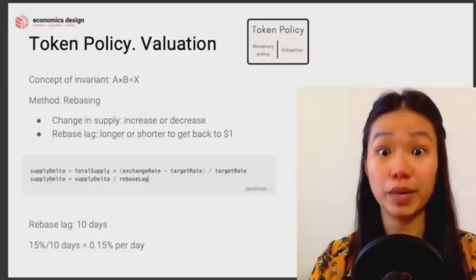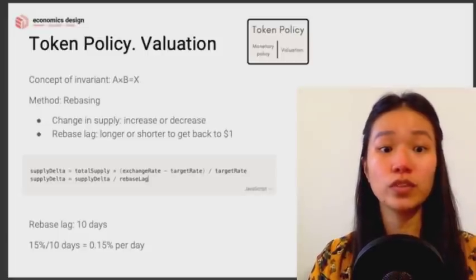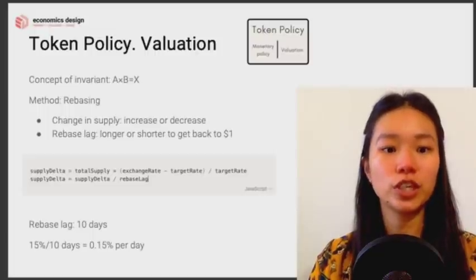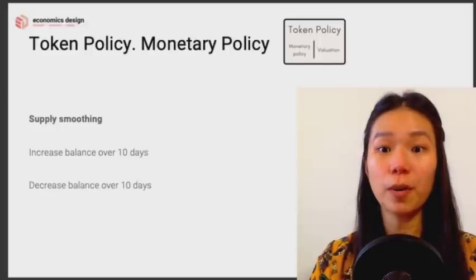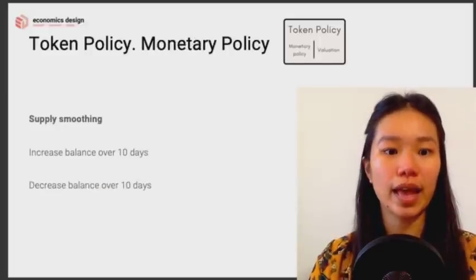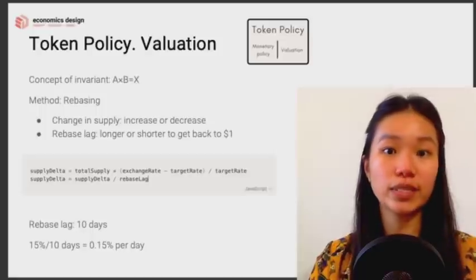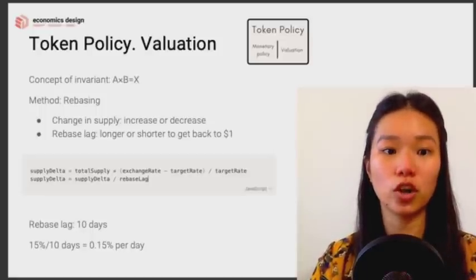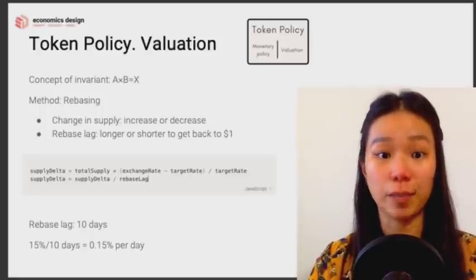So if A changes, B will change. How do we do this? We do this through rebasing. We change the supply by increasing or decreasing it, and we have a rebase lag, which is what I talked about before, of supply smoothing. And it will take a longer or shorter time to get back to $1 depending on the change in supply.